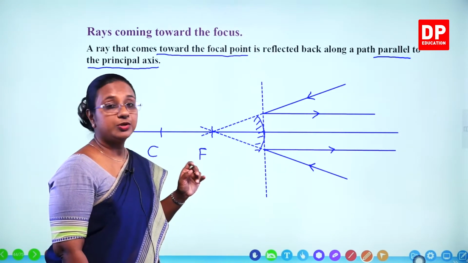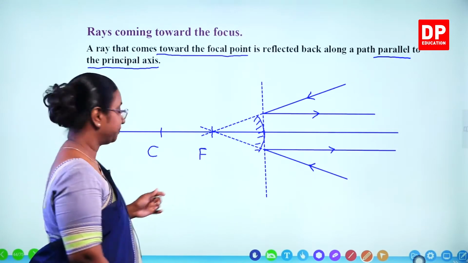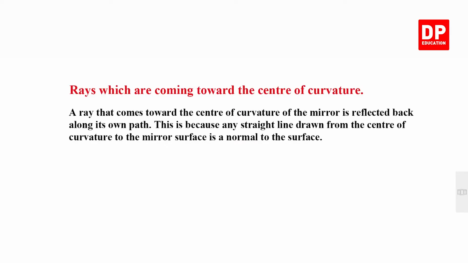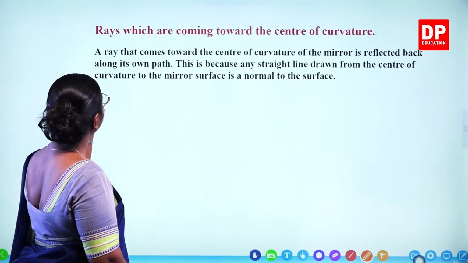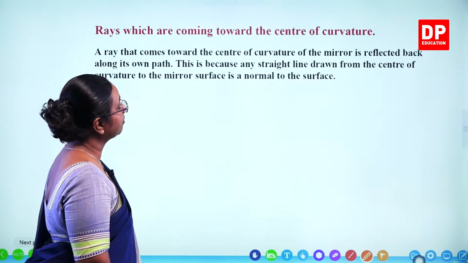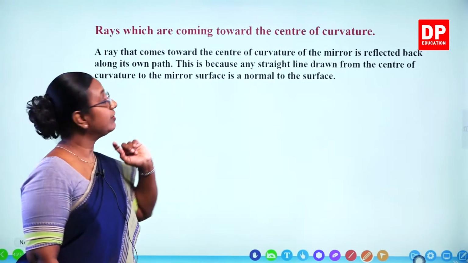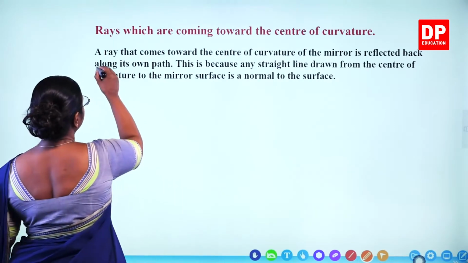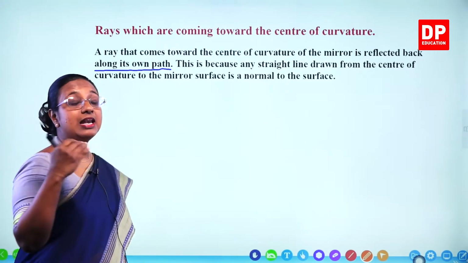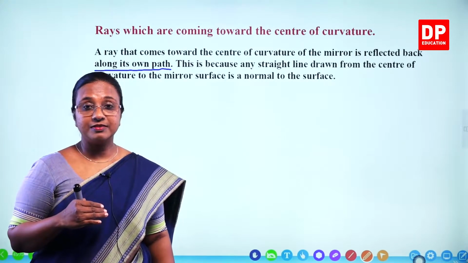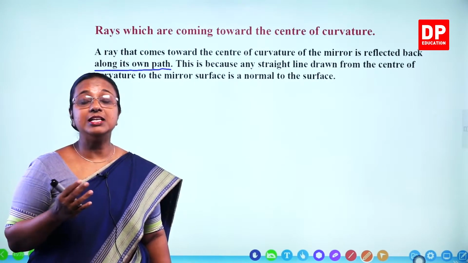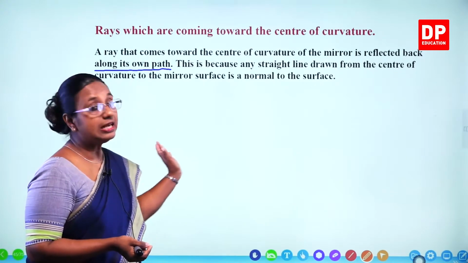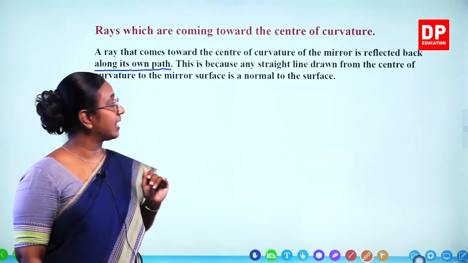Now we will move on to the next type of ray. Rays which are coming toward the center of curvature. So here these are the rays coming toward the center of curvature. A ray that comes toward the center of curvature of the mirror is reflected back along its own path. Why is that? A line drawn through the center of curvature is perpendicular to the mirror, or it's like a normal line to the mirror. So obviously it will be reflected back in the same path.